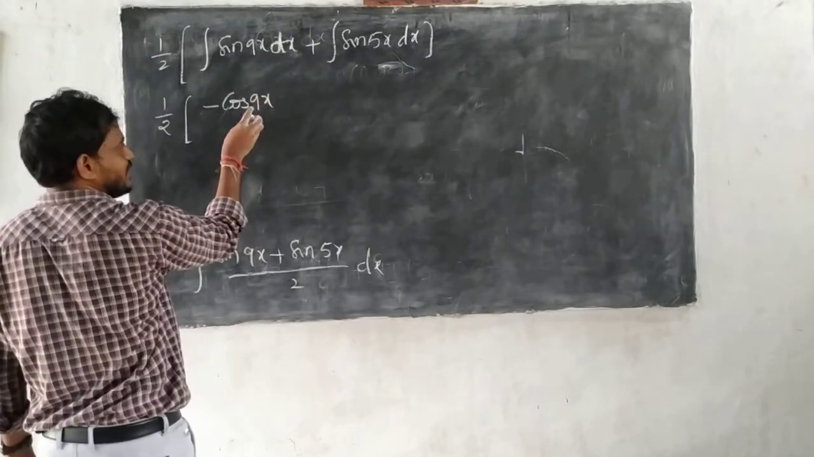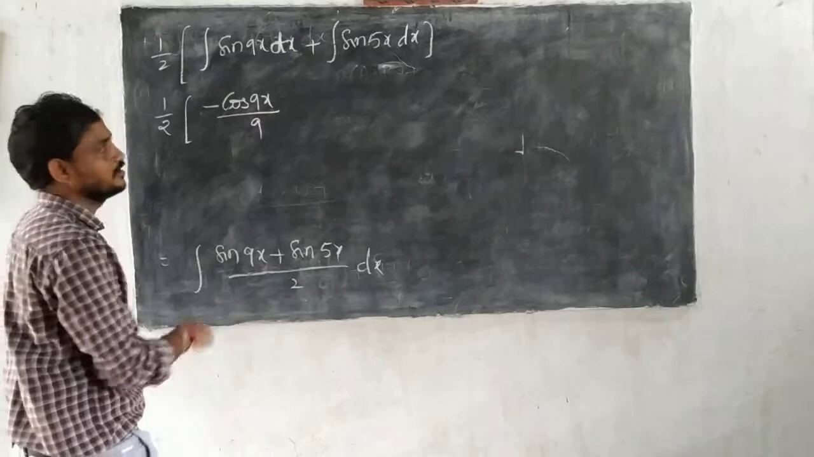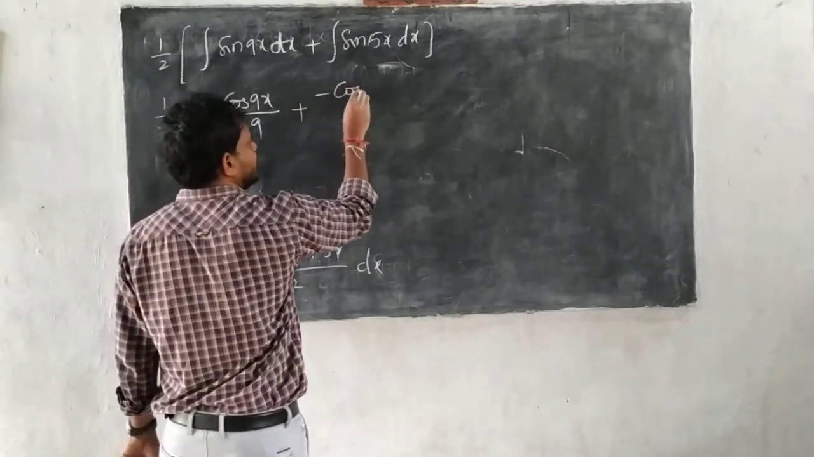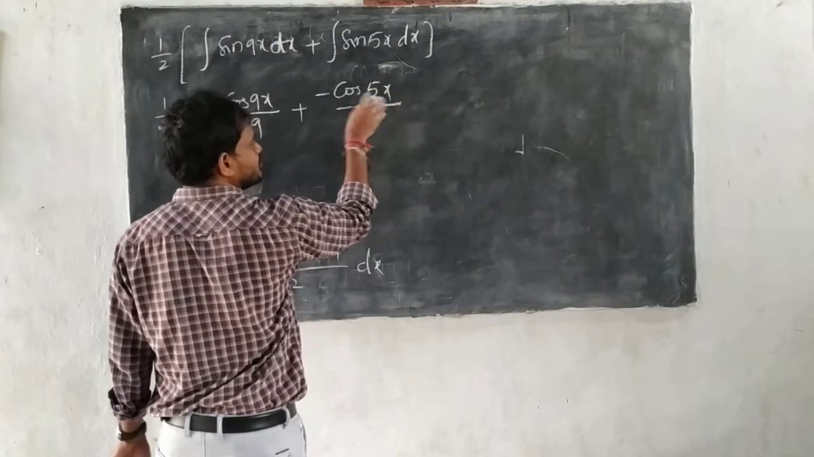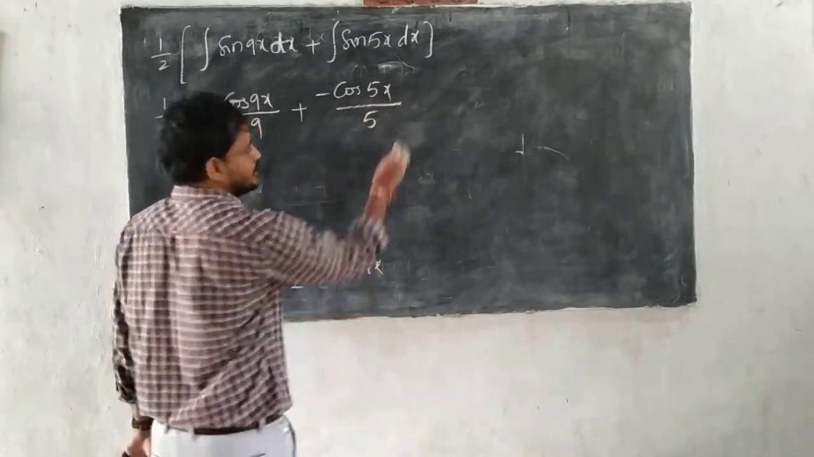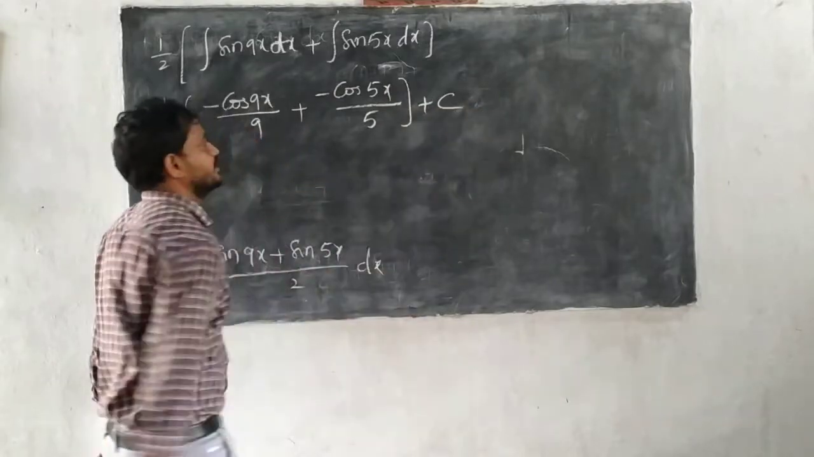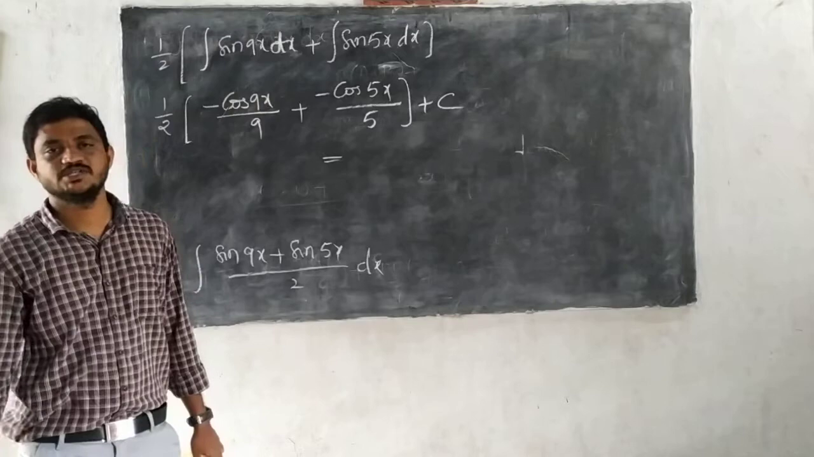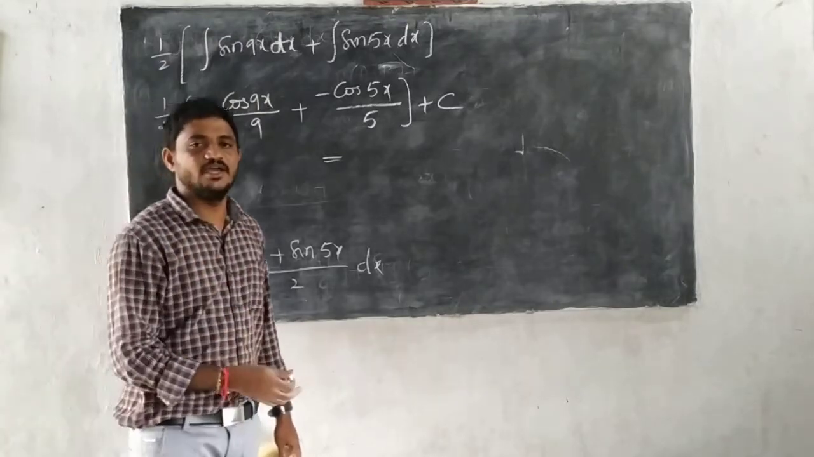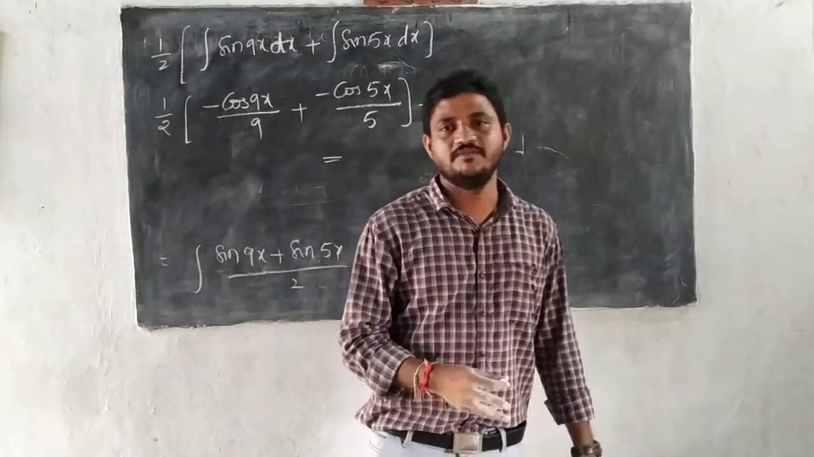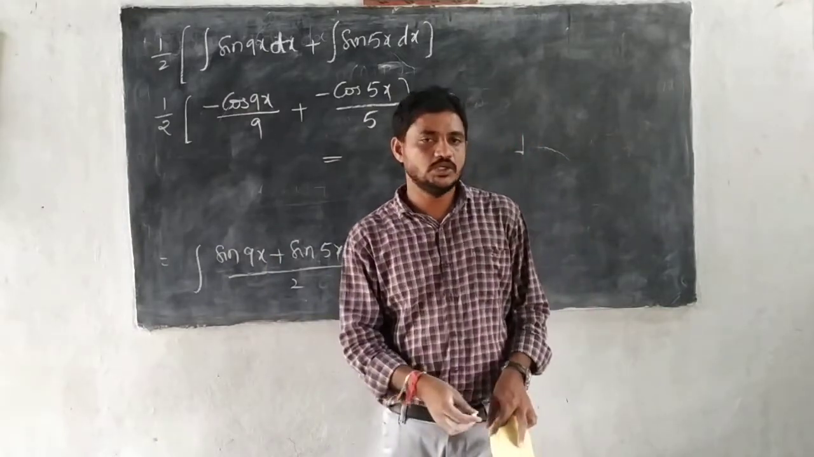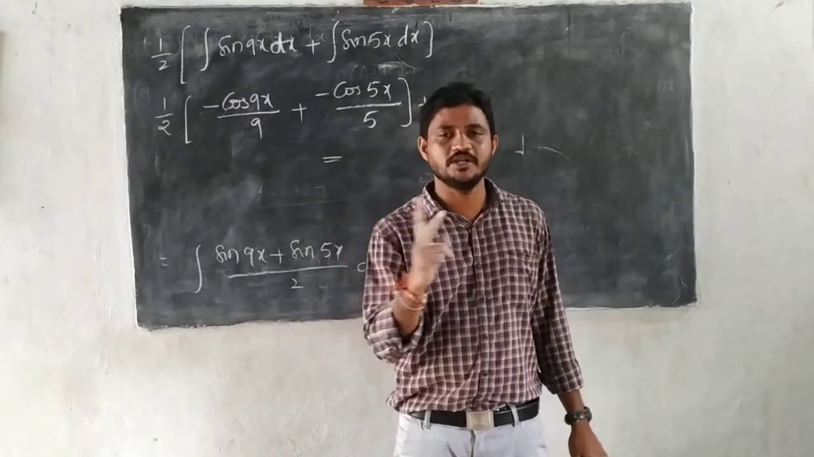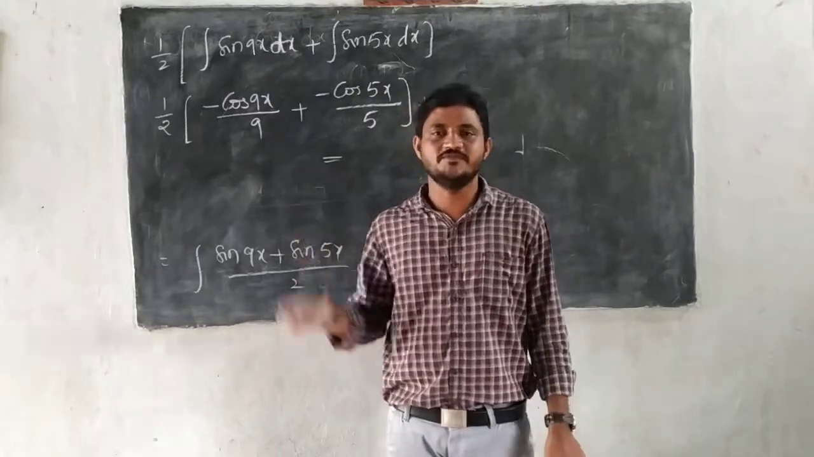Then x coefficient is 9, so write 9 in the denominator. Then plus integration of sin 5x, again minus cos 5x by the x coefficient 5, so write 5 in the denominator. Then constant of integration. So that is the integral of the given function. When two trigonometric functions are given, to evaluate them at a time is not possible, so we have to make those two trigonometric functions separate by using these formulas.